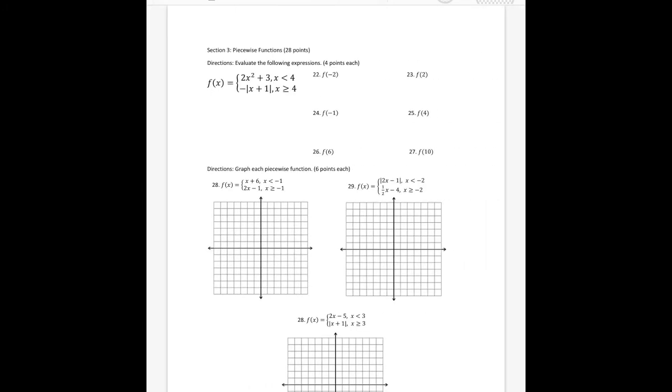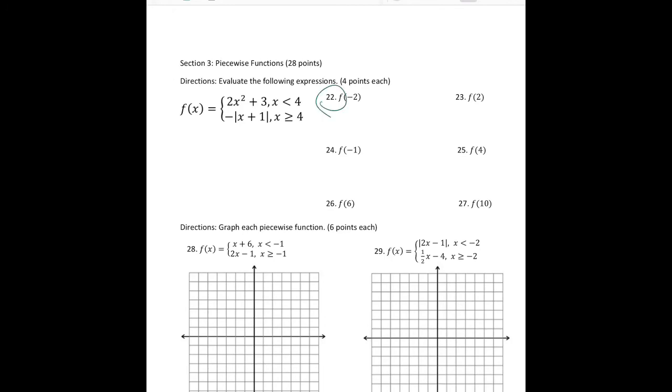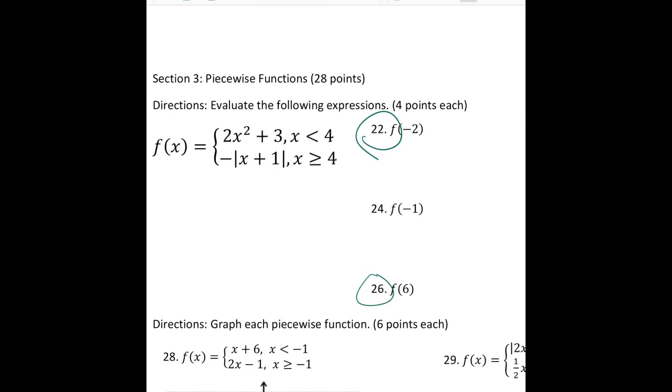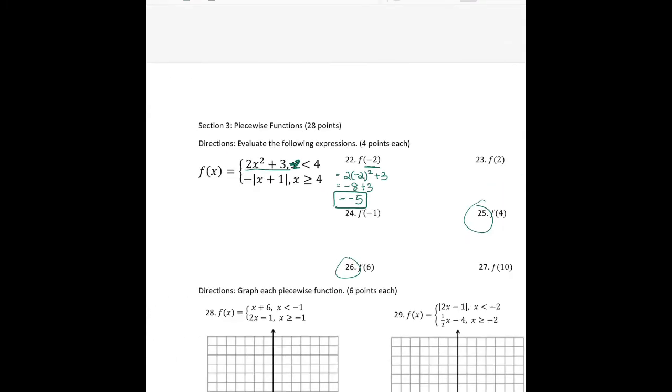This is super tedious, but you do have to go through each step and just make sure you've got it all down. For these questions, I'm going to do 22 and 25 and 26. With these, you're figuring out which one you're going to use based on what this number is. So I want to find f of -2. -2 is less than 4, so I'm going to use the first equation here. I'm going to just plug it in. -2 goes into where x went, and that's equal to -8, I believe. So your answer should be -5 for that one.